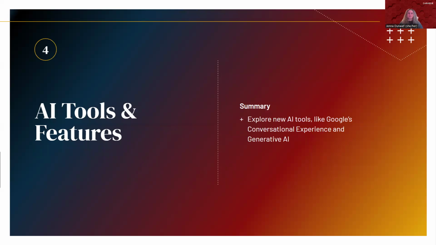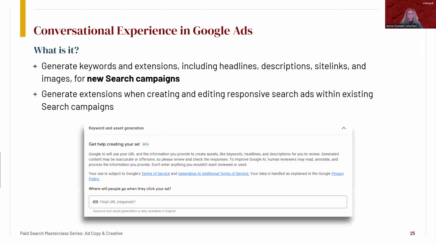The last topic I want to touch on today is how you can start leveraging some of the new AI tools and features to assist in the creative process, from copywriting to image generation. If you're an institution that is completing all of your own campaign setups from start to finish, the copywriting process might feel a little overwhelming, especially coming up with unique headlines, incorporating keywords into your headlines, etc. And that's where conversational experience in Google Ads might be able to help you.